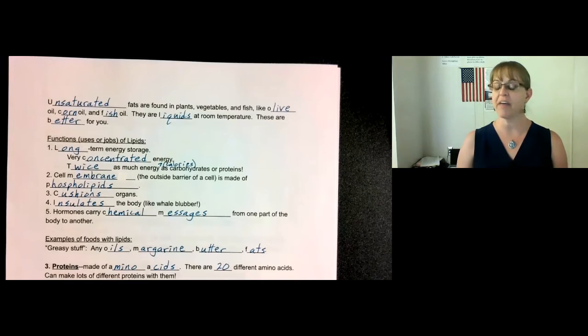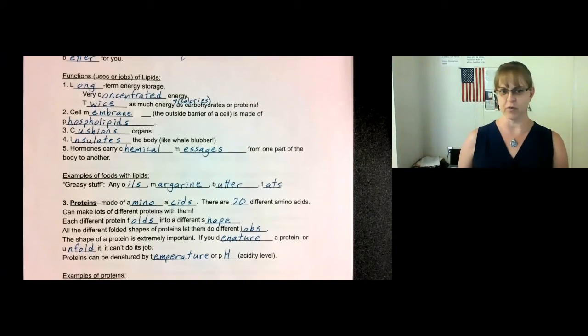Unsaturated fats are the healthy ones. They're found in plants, vegetables, and fish. So, for example, olive oil is a healthy fat. Corn oil and fish oil are all healthy fats. Also, fat from nuts is also healthy. These are usually liquids at room temperature, and these are your healthier fats.